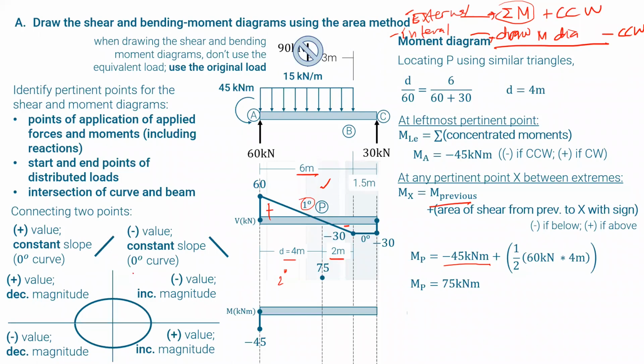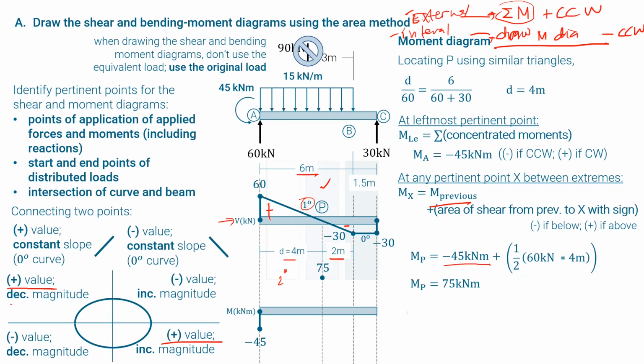Okay, now i-apply natin tong guide na to sa ating case, no? So, ano ba to? Yung shear natin, nasa taas siya ng beam. Okay? Again, nagdodraw tayo ng moment diagram, so yung reference natin should be the shear. So, nasa taas ng beam yung 60, no? So, that's a positive value. So it's either this one or this one.